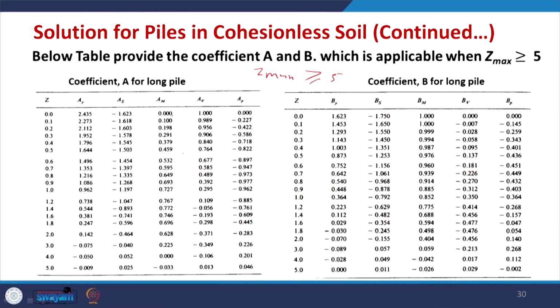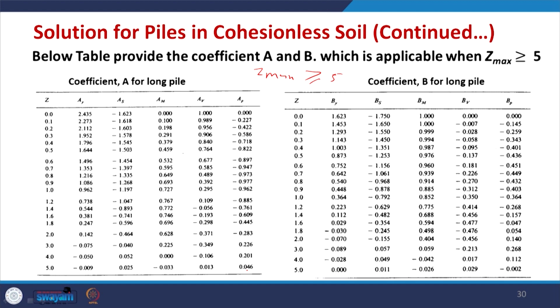So, the first table gives the values of Ay, As, Am, Av, Ap. The same thing is for coefficient B. What do you observe for the long piles? The value of Ay is continuously decreasing, and then it becomes negative. As has some variation. Am is also 0 at the top, and then it starts increasing. For Av it is maximum here and then decreasing, and Ap also has variation: initially it goes negative and then it becomes positive.